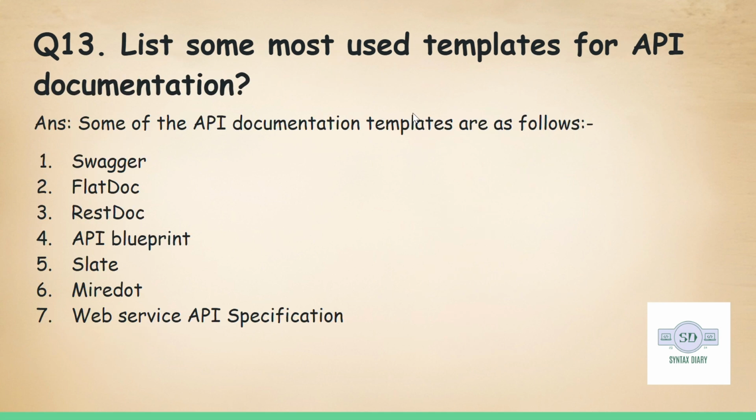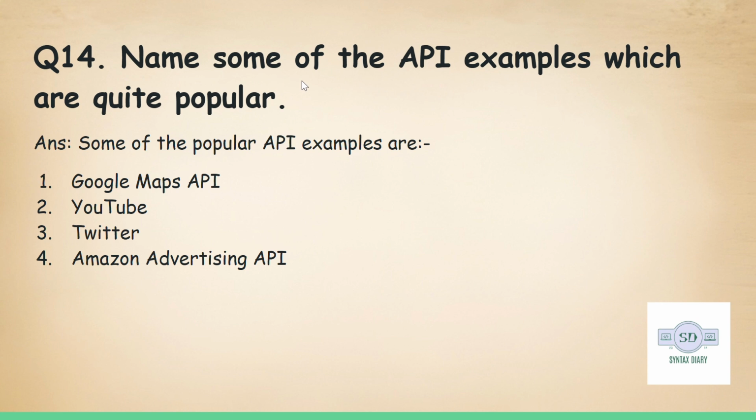List some most used templates for API documentation. Some of the API documentation templates are as follows: Swagger, FlatDoc, RESTdoc, API Blueprint, Slate, Markdown, Web Services API Specification. Name some of the API examples which are quite popular. Some of the popular API examples are Google Maps API, YouTube, Twitter, Amazon Advertising API.